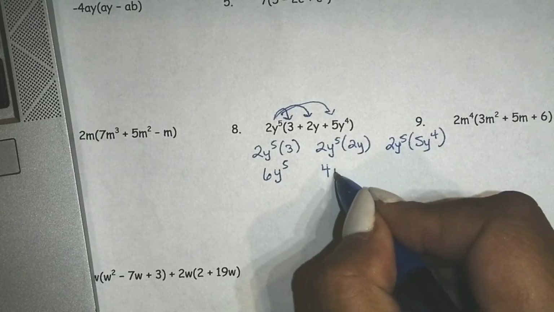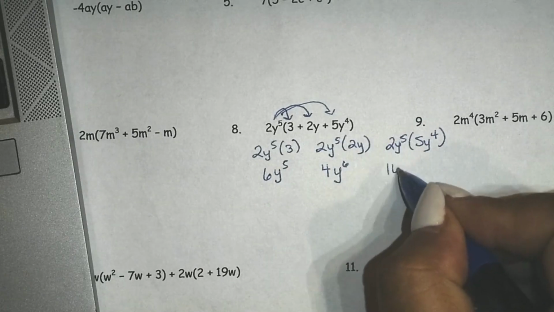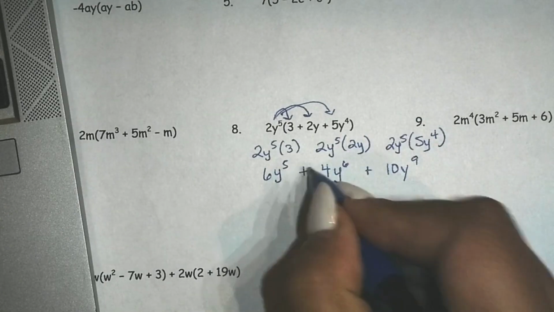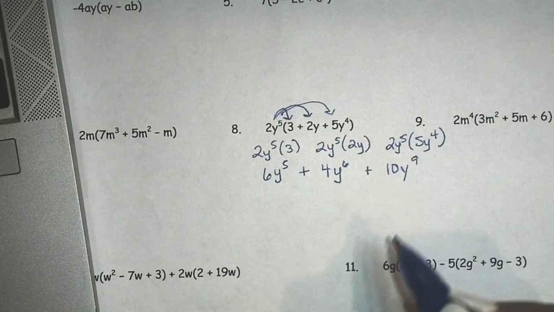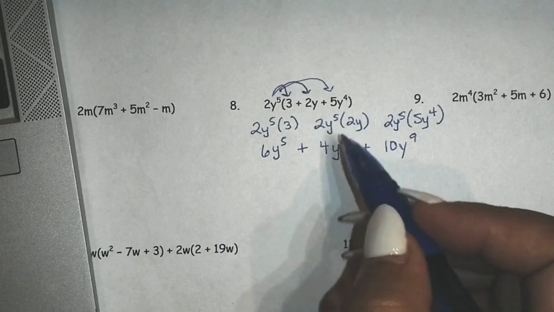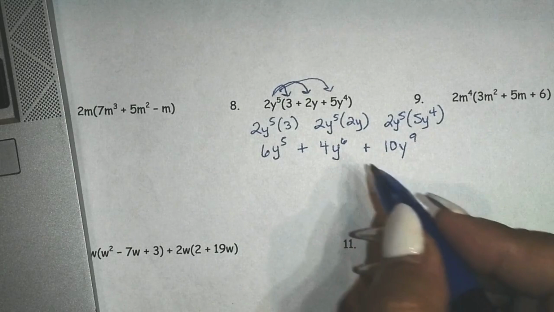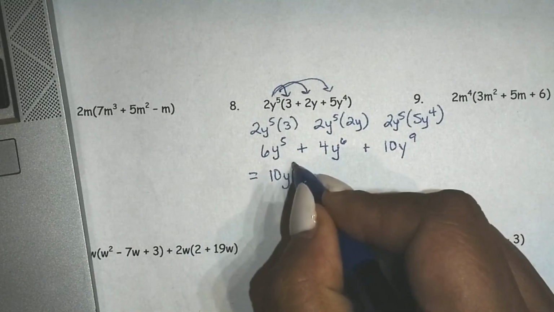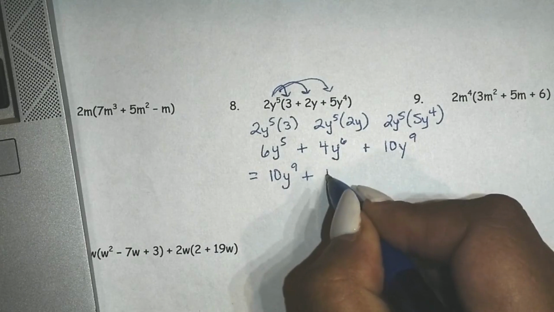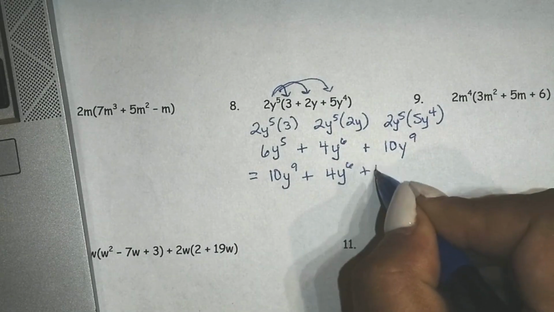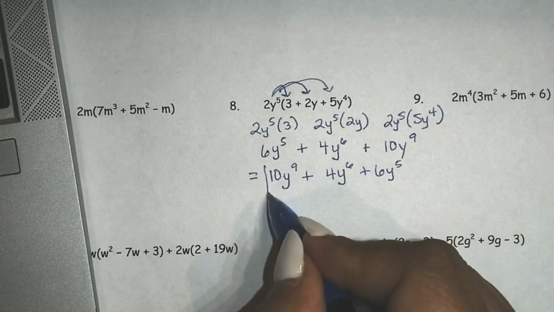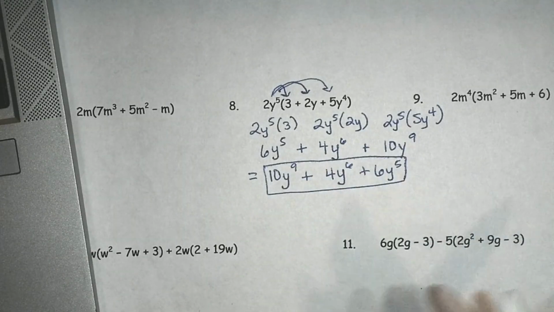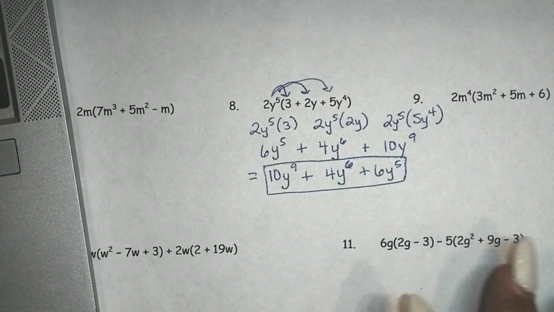Then 2 times 2 here is 4. Y to the 5th times y to the 1 is y to the 6th. And then 2 times 5 is 10. And y to the 5th times y to the 4th is y to the 9th. Alright, put plus signs in between. And this is my polynomial. However, it's not in order. So we're going to have to reorder this in standard form, and we put the highest exponent first, then the next highest, and then the next highest. Highest to lowest, and that's in order.